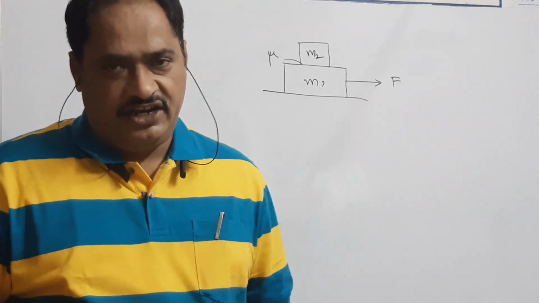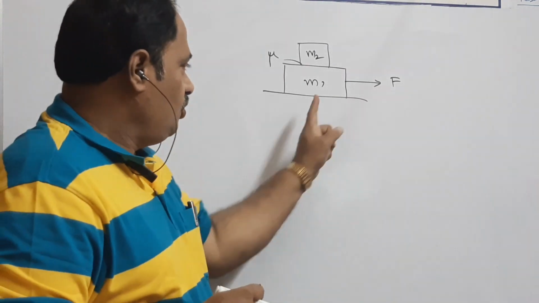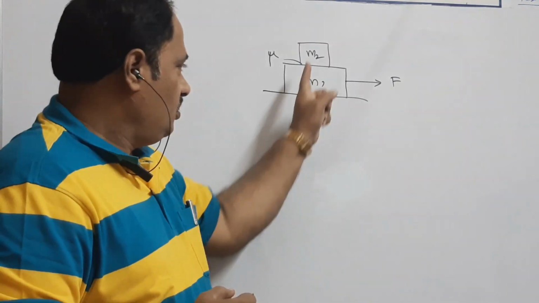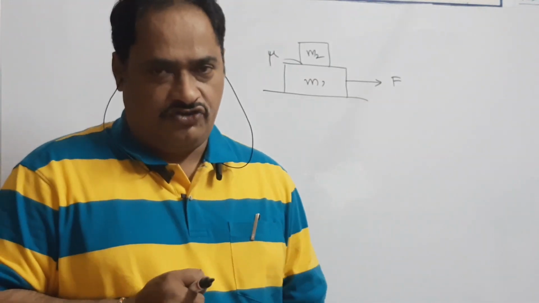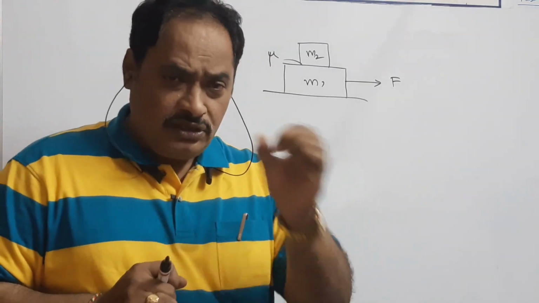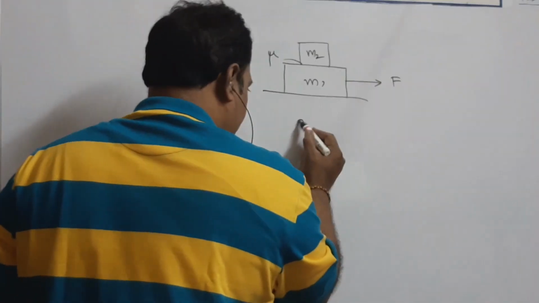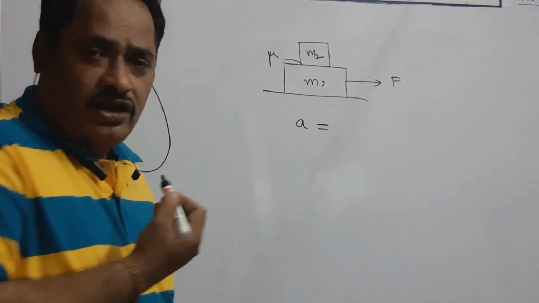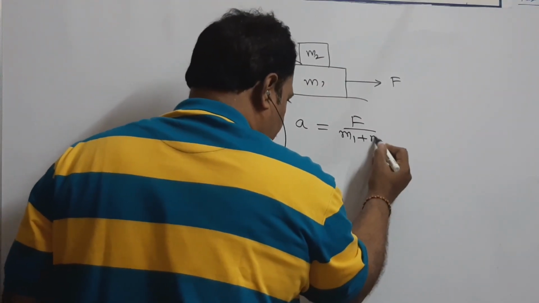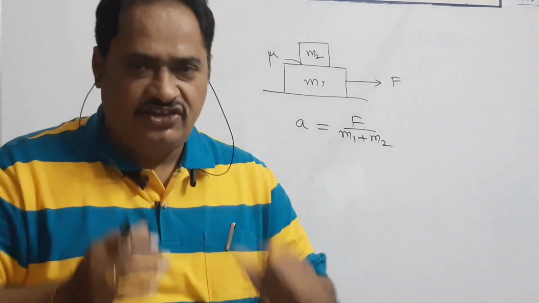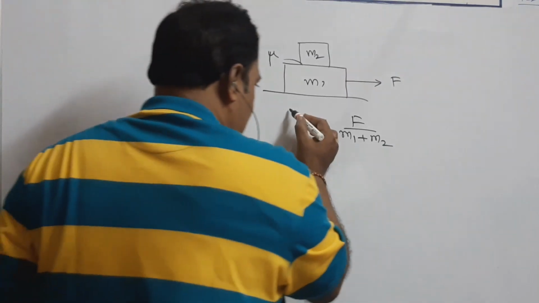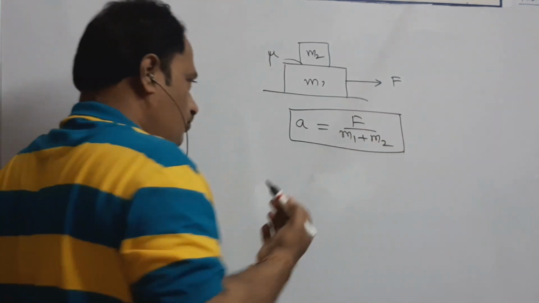Here there are two possibilities. Possibility number 1, these two blocks may move with the same acceleration. Possibility 2, these two blocks may move with different accelerations. For example, one simple formula for acceleration: first calculate A, force by total mass of the system, M1 plus M2. A equals F by M1 plus M2.